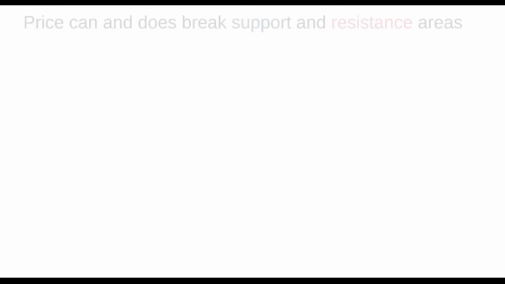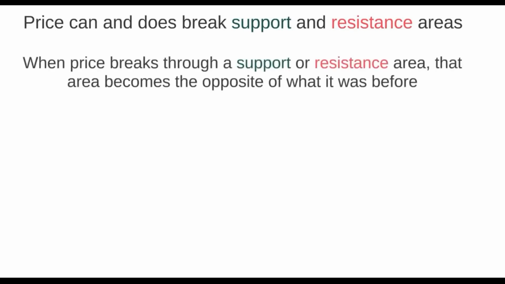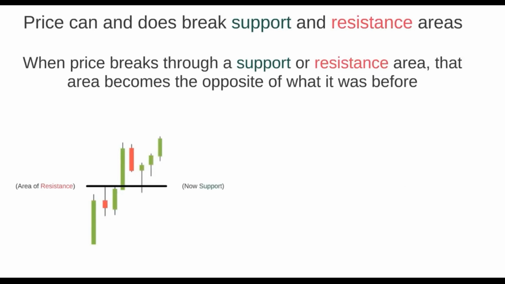Price can and does break through these price areas all the time. Typically, when price breaks through a particular price area that has been identified as either support or resistance, it will become the opposite to what it was before. So if price is rising and it breaks through an area of resistance, that resistance area now becomes a support area for the price. And the same is true in reverse. If a price is falling and it breaks through an area of support, that support now becomes a resistance area for price.